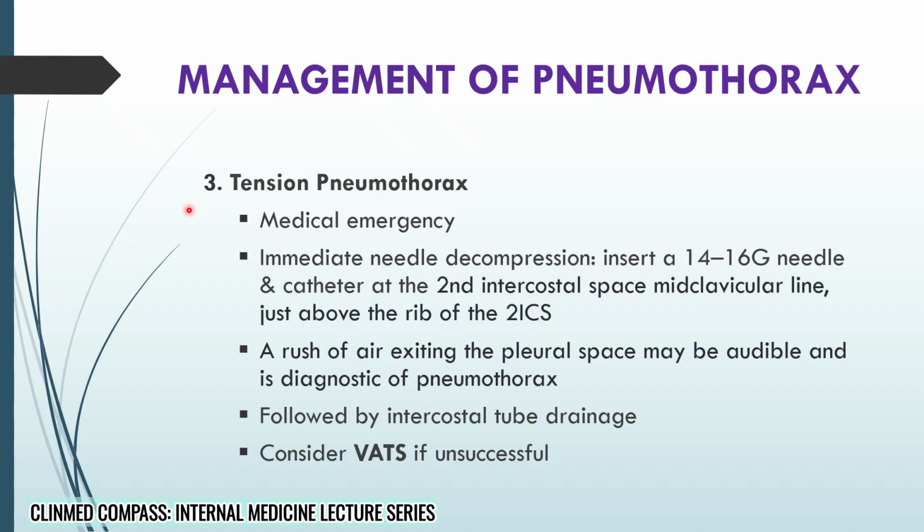For tension pneumothorax, which is a life-threatening medical emergency, immediately perform a needle decompression by inserting a 14 to 16 gauge needle at the second intercostal space, mid-clavicular line. You will hear a rush of air exiting the pleural space. This is diagnostic of pneumothorax. Follow this with a chest tube drainage. If unsuccessful, consider video-assisted thoracoscopic surgery.